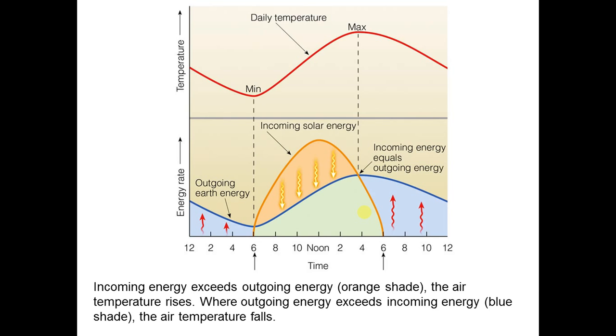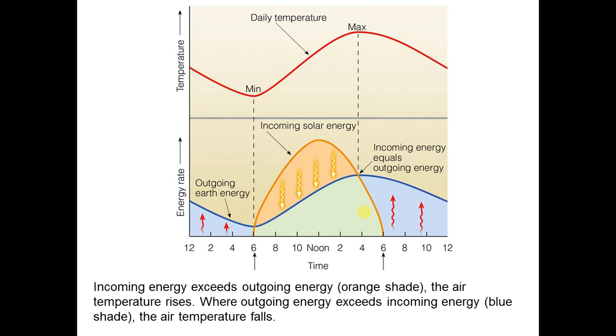And it also, because of the angle, has to pass through a greater amount of atmosphere than closer to noon, so more of it gets reflected, absorbed, before it even reaches the surface. So even though there's sunlight in the morning hours for the half hour after sunrise, it's just too weak, and there's actually still more outgoing energy than what's coming in from the sun, so temperature continues to drop.